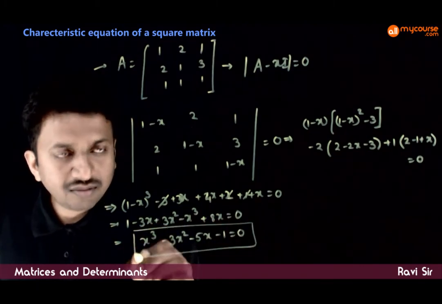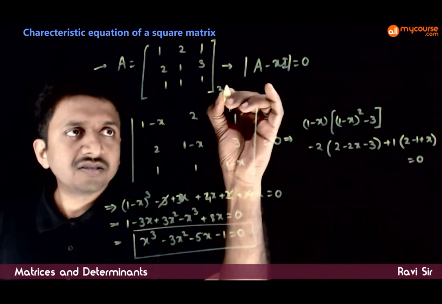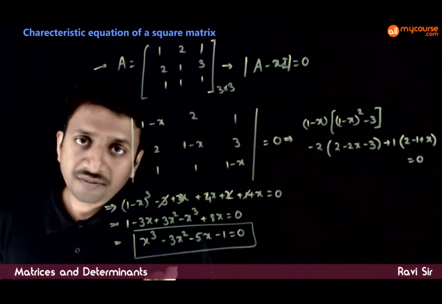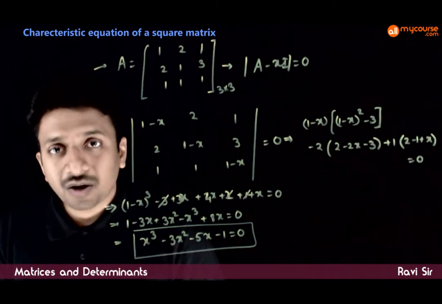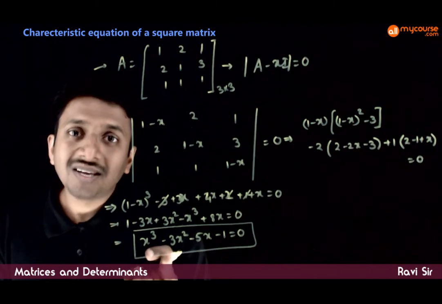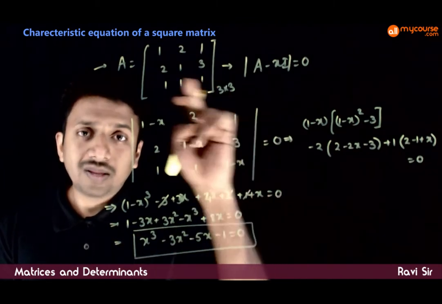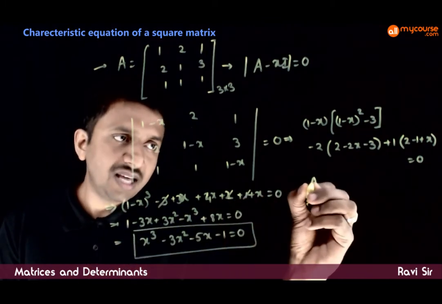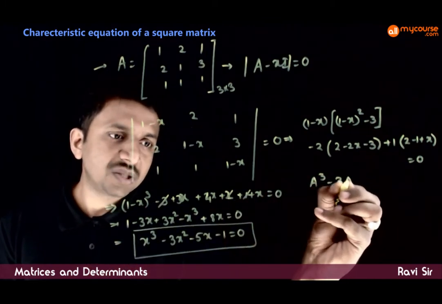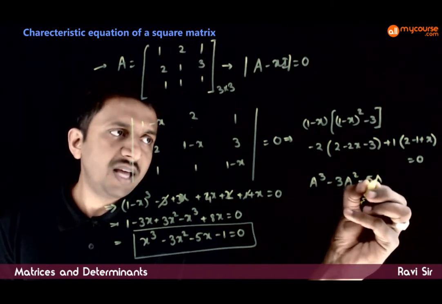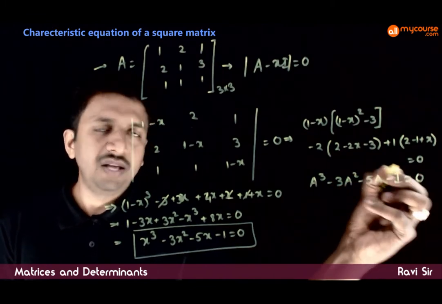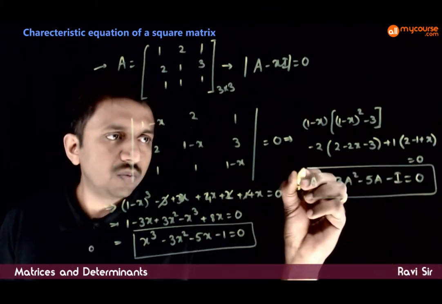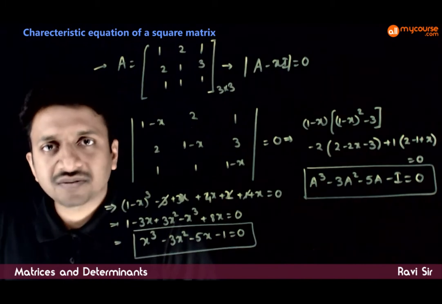Because it's a 3 by 3 matrix, you get a third degree characteristic equation. Now, what is the corresponding matrix equation? The matrix A satisfies the corresponding characteristic equation. That is A cube minus 3A square minus 5A minus I will be equal to a 0 matrix. So this is the equation which the matrix A satisfies.